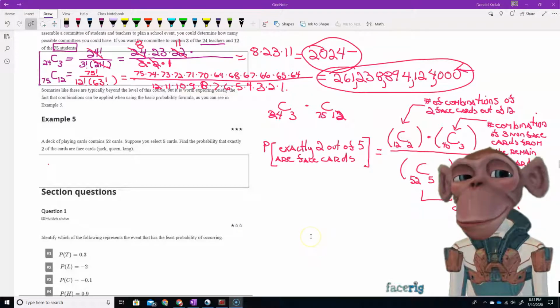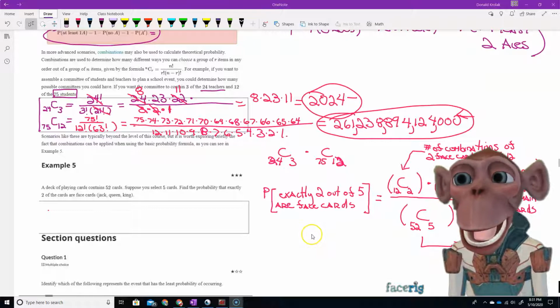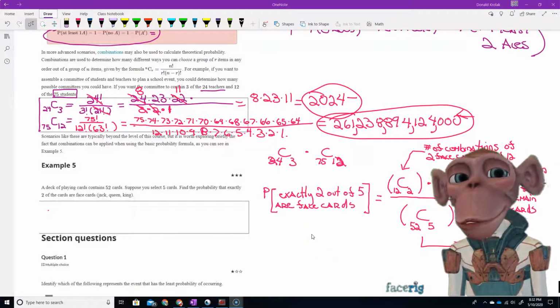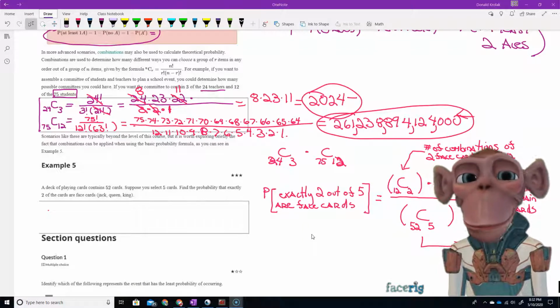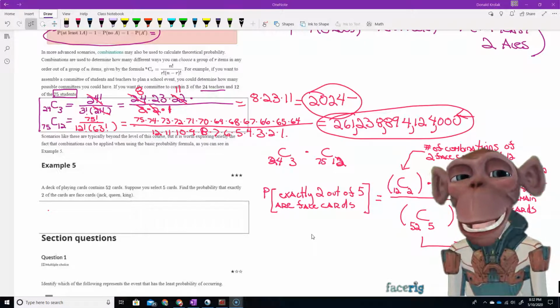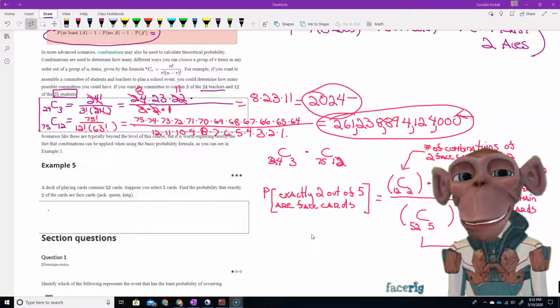All right, so we can set this up very similar to how we set up the last one in terms of getting the total number of combinations. There are 12 face cards in a deck: 4 jacks, 4 kings, 4 queens. So first, how many combinations are there of 2 out of those 12 face cards? So 12 choose 2.